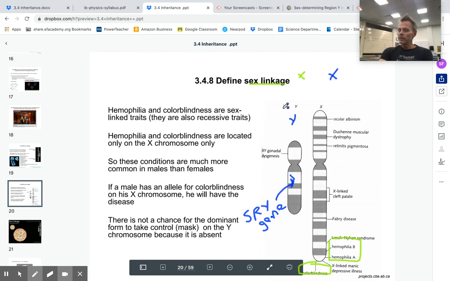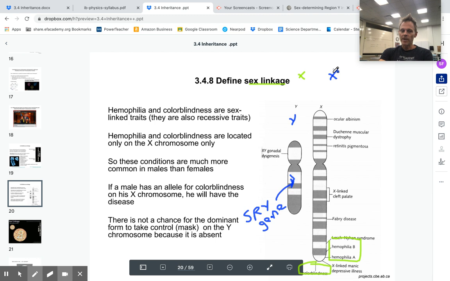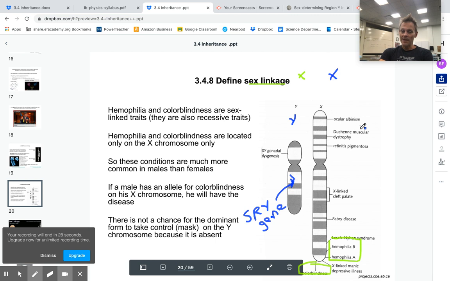Okay, so to review, gender is controlled by X and Y, right? There are areas on the Y chromosome where there are no genes, and the X chromosome has them. And the definition of sex linkage is basically genes that are linked to the X chromosome and not the Y. Poor Y chromosome is missing out on all the fun.